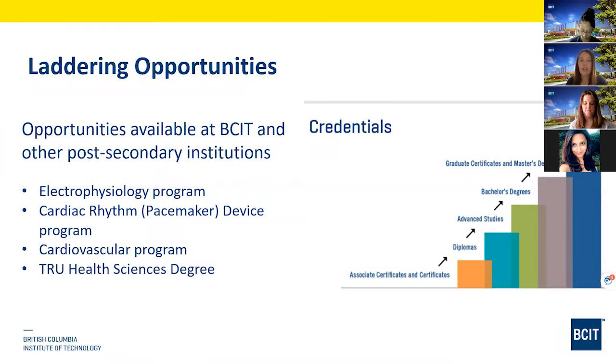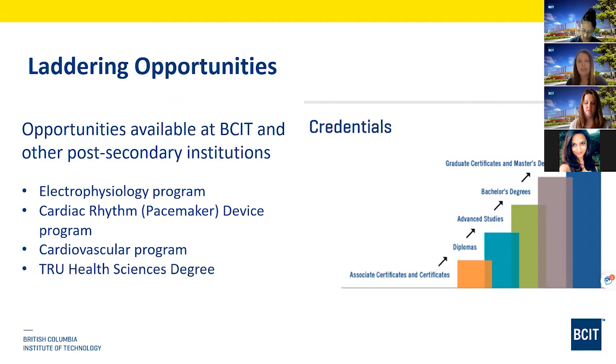That is not the end of your opportunities here at BCIT. There are different opportunities to move on to other advanced areas of practice in our larger program of cardiac sciences. Once you've completed your degree and have two years of cardiac experience out there in the field, you can apply to 3 different advanced areas of practice that we offer here at BCIT, and they're listed there on the slide: the electrophysiology program, the cardiac rhythm device program, and the cardiovascular program.